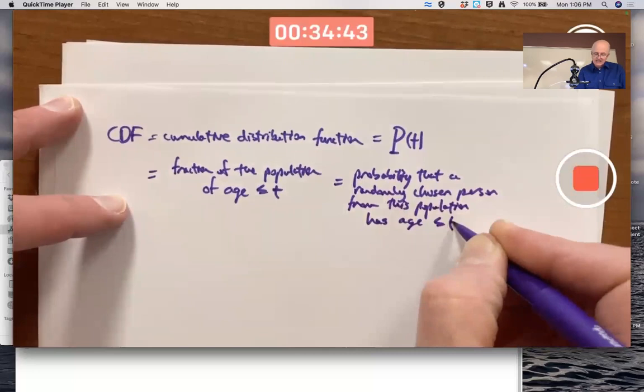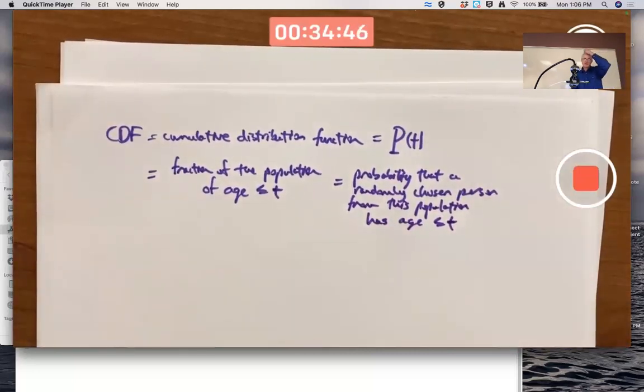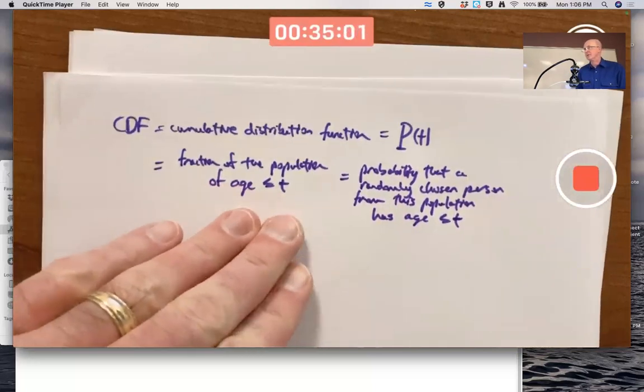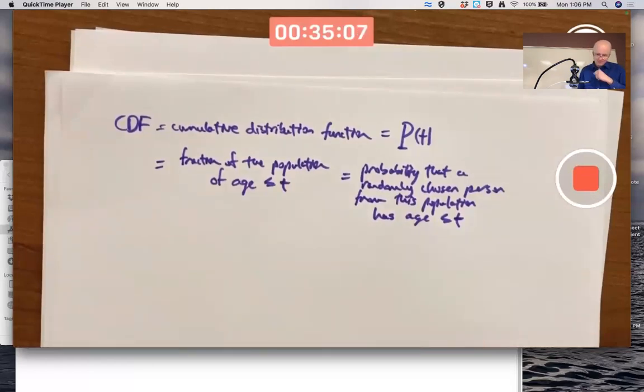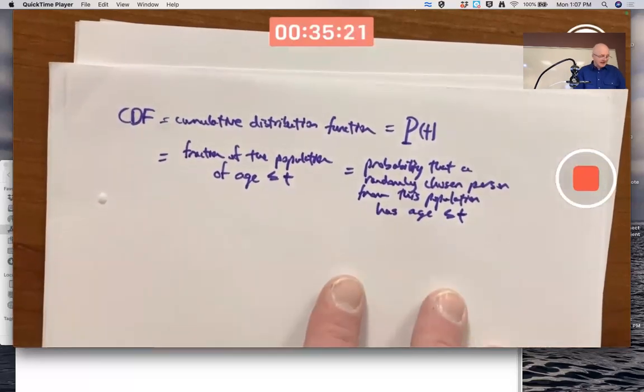And again, the age idea is really only relevant for this particular example. If our situation was not ages, but I think another example in the book is weights of fish, then it'd be the fraction of the population with weight less than or equal to maybe x instead of t, or the probability that a randomly chosen fish has weight less than or equal to x. Because it can be interpreted as fractions or probabilities, it could be found by integrating the PDF. And that's why it's an antiderivative of the PDF.